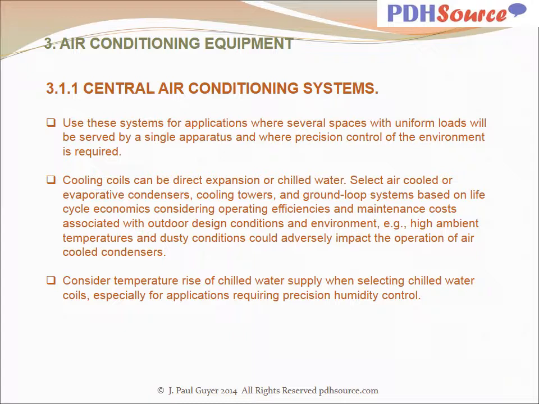If it was 60,000 BTUs per hour cooling capacity, that would be a 5 ton cooling capacity HVAC system. And central air conditioning systems are typically large systems over 100 tons capacity.